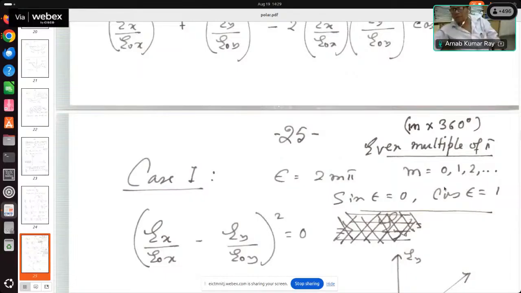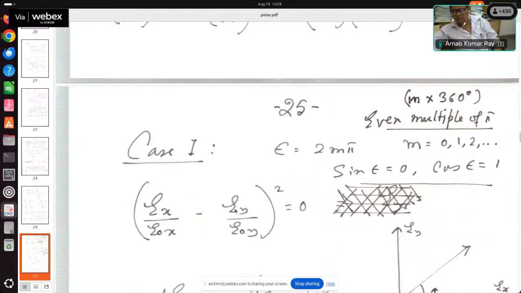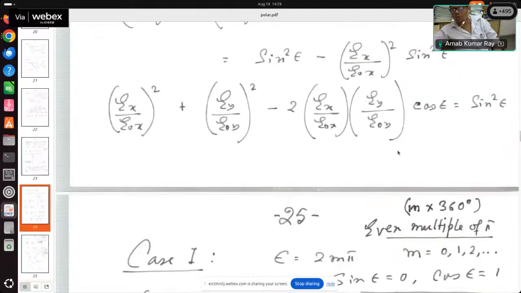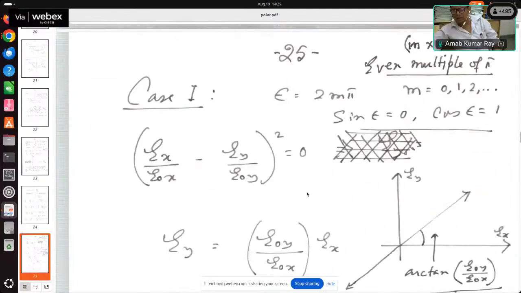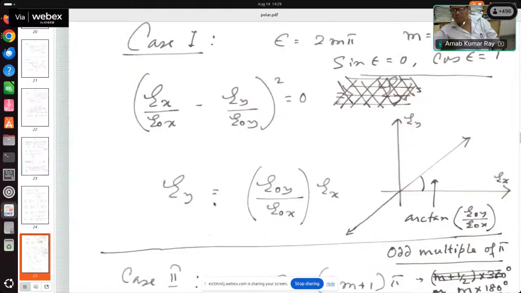Whenever you have an integral multiple of 2 pi, sine will be 0 and cosine will be 1. So those values we put in this equation, and immediately you can factorize it as ex by e naught x minus ey by e naught y, whole squared. This is 1 and the right hand side is 0, and as a result you can solve this equation. This is the equation of a straight line passing through the origin.